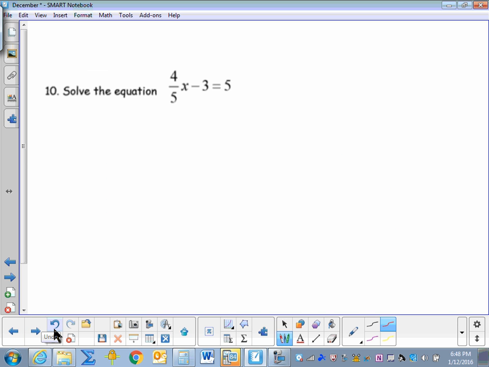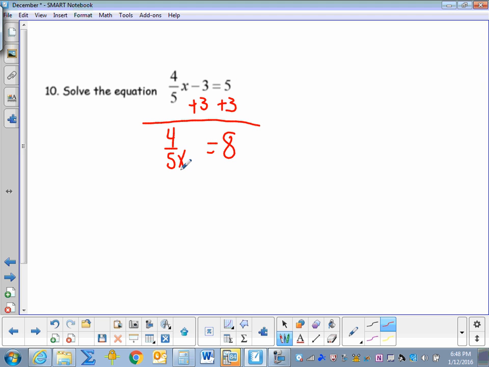In our final problem, solve the equation 4/5 x minus 3 equals 5. So this is a two-step. So we need to isolate x, so we're going to add 3 to both sides, which is going to leave me 4/5 x. And minus 3 plus 3 is 0, is equal to 5 plus 3, which is 8.